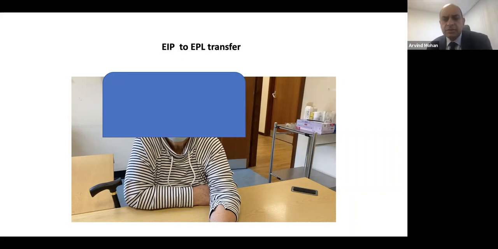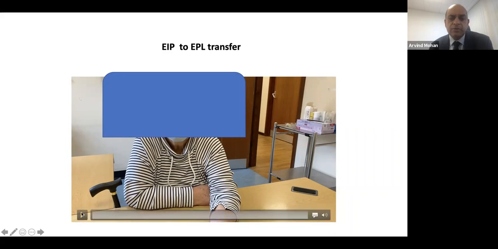This is a patient, I think I saw her during the pandemic. She was a few months following this transfer. In this case, she had a fracture, although she didn't do it doing sports. I think she just had a normal sort of fall, but I thought I'd bring it along and show you what an EIP to EPL transfer would be like.